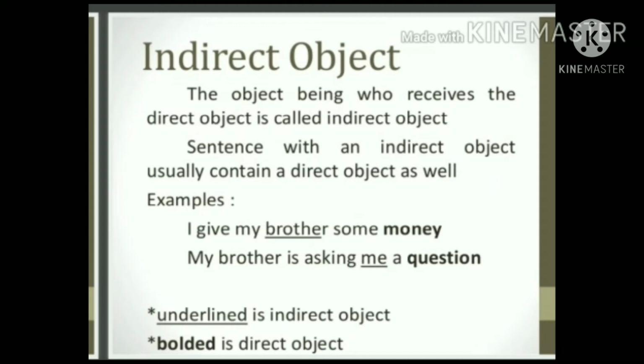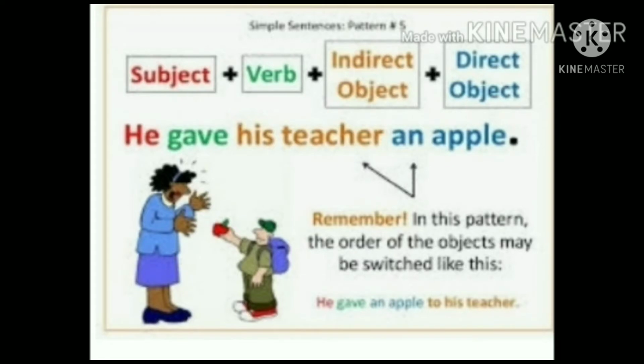Second one: my brother is asking me a question. Whom is he asking? Me. So, here me is going to be the indirect object. And what is he asking? Question. So, question here is your direct object. Me, indirect object; question, direct object. Now, let's come to the next example.